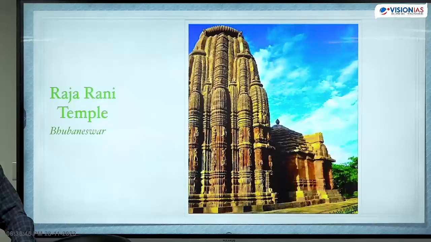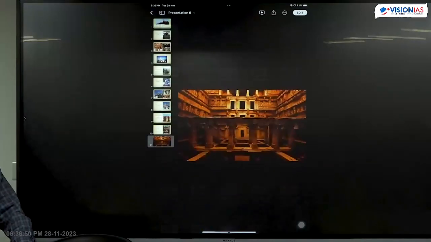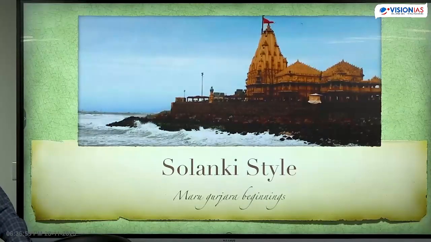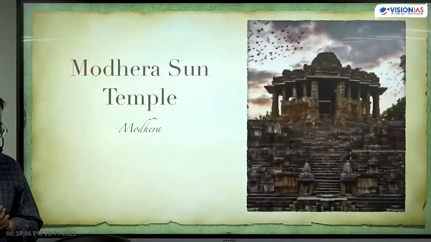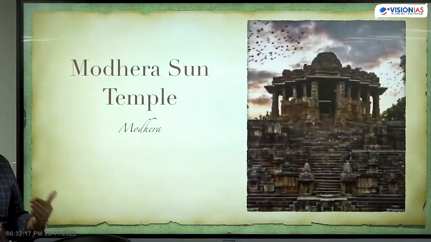Then let's go to Solanki. I'll tell you the Solanki style. This image is basically the Somnath temple, and it is on the seashore, the Arabian Sea. Then the Modhera Sun temple. It is not a functional temple. Now worship is not done here, but this is an architectural marvel, and moreover very beautiful as far as its water tank is concerned.